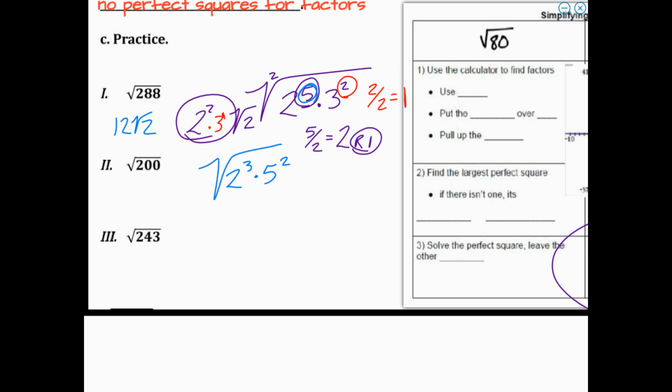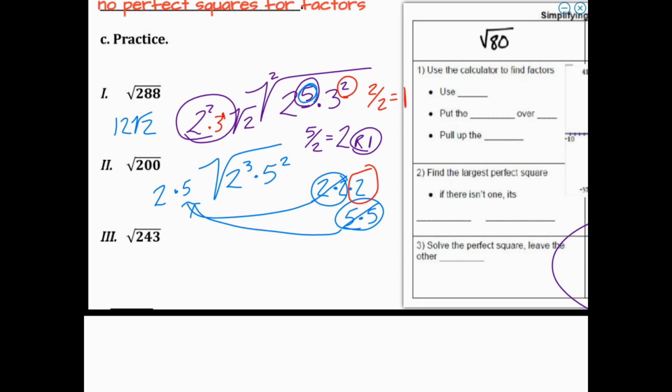So same thing again. I'm going to draw it out this time. So this 2 to the 3rd power is 2 times 2 times 2, right? And if I have a pair of them, then that gets to come out. And I have 1 left over that has to stay underneath. Same thing with my 5s. 5 times 5, I've got a pair of them, so it gets to come out. Leaving the only thing underneath the radical as this square root of 2. So what is 2 times 5? 10. So I've got 10 square roots of 2.